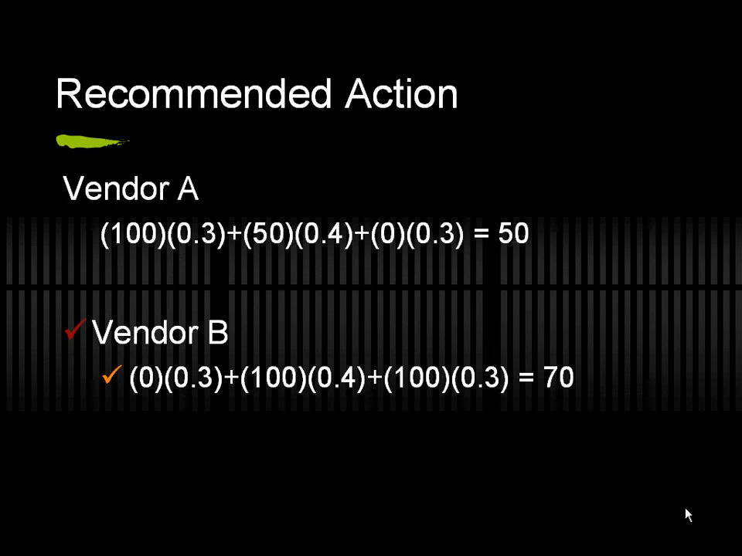These calculations help select the optimal vendor. The overall value of the vendor can be found by calculating the weighted sum of each of their ratings. For example, vendor A's rating for ease of use, which is 100, is multiplied by its weight, which is 0.3. The rating of 50 for cost is multiplied by its weight of 0.4, and the rating of reputation of 0 is multiplied by 0.3. All these numbers are summed to give the overall value of 50. As you can see, vendor B has a higher value than vendor A, so it is recommended to the experts to select vendor B.